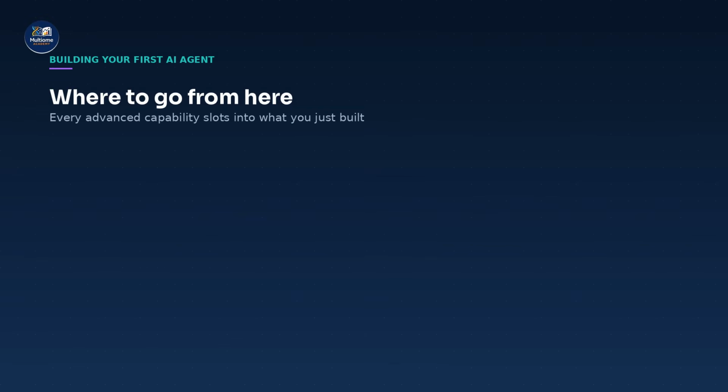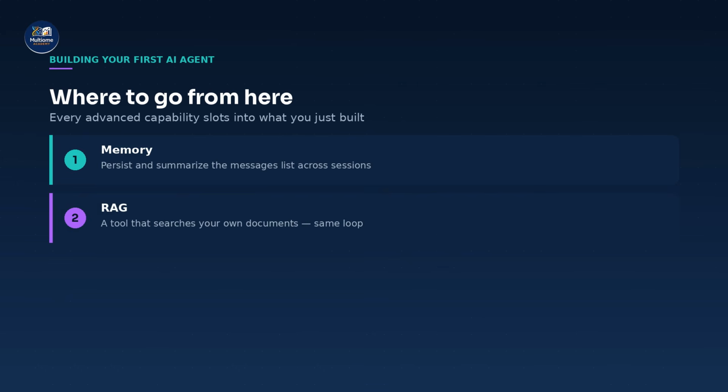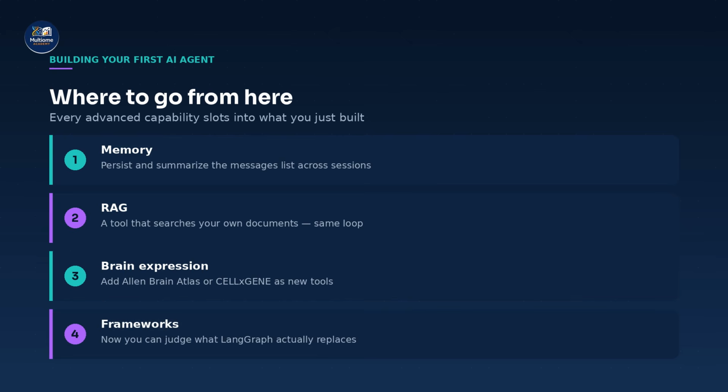You now have the complete skeleton and every advanced capability slots in somewhere. Memory is just managing that messages list across sessions. Retrieval augmented generation is a tool that searches your own documents. The loop doesn't change. Want tissue-specific evidence? Add the Allen Brain Atlas or CELLxGENE as a new tool. And now that you've written the raw loop by hand, you can open a framework like LangGraph and see exactly which of your functions each feature replaces.